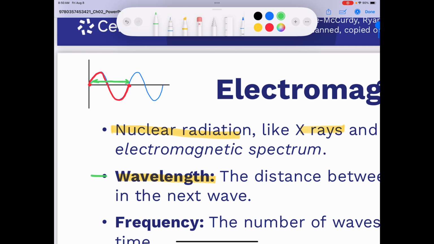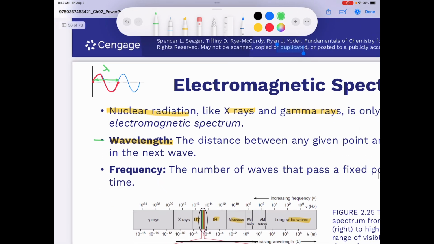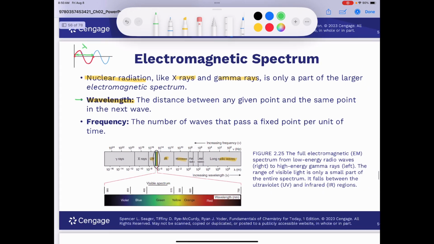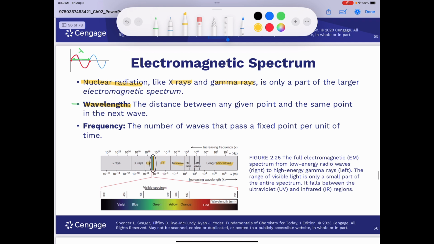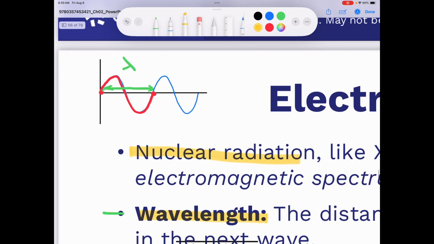And it's not discussed in our textbook, but the Greek symbol that's used for wavelength is the letter lambda. So lambda is used for wavelength. And then frequency, if I just zoom out here a little bit, frequency is the number of waves that pass a fixed point per unit of time. So if we have a unit of time, let's say maybe this is 1 second.